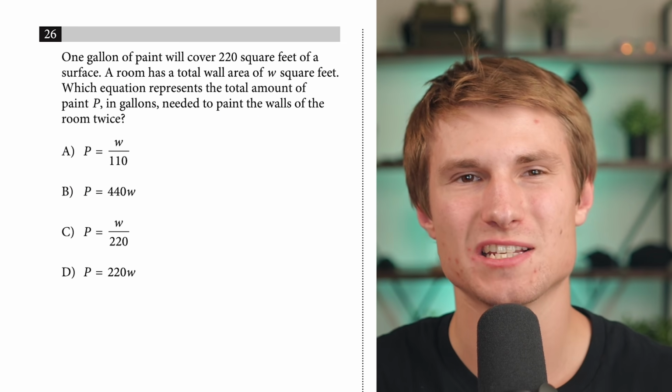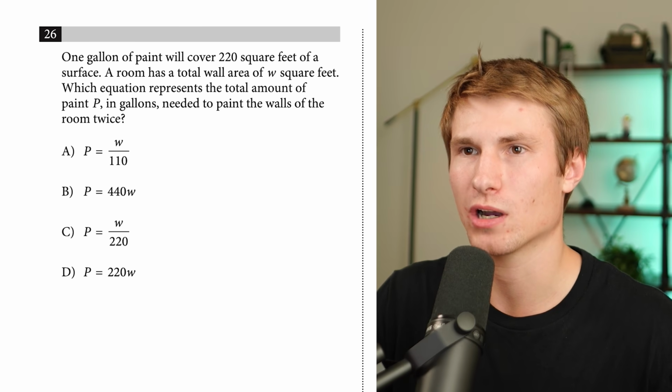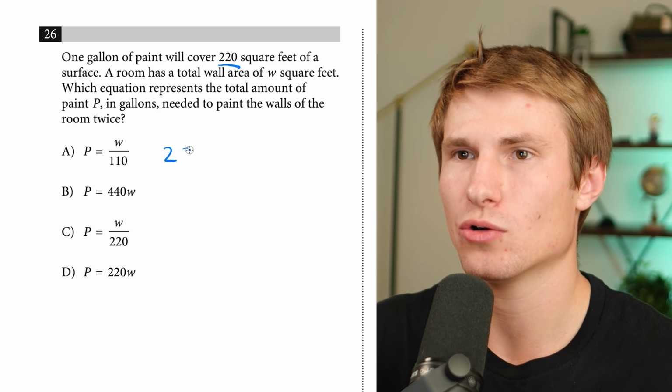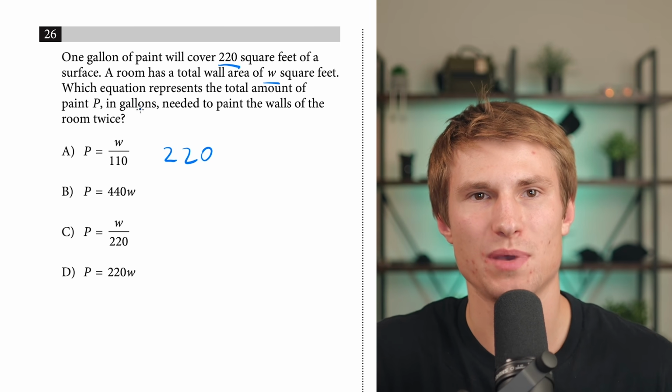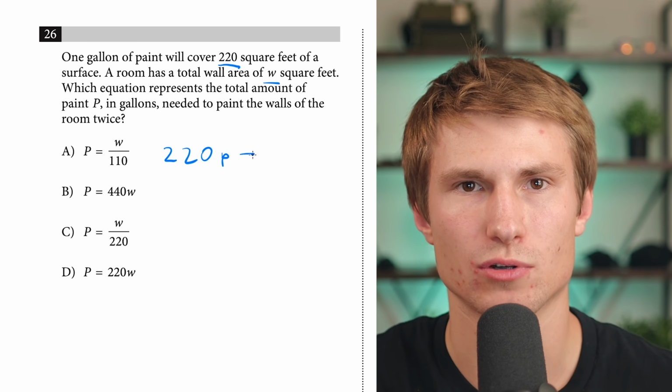Here's how to solve this SAT math question that deals with rearranging variables. Question 26 states: 1 gallon of paint will cover 220 square feet of a surface. A room has a total wall area of W square feet. Which equation represents the total amount of paint, P, in gallons needed to paint the walls of the room twice?